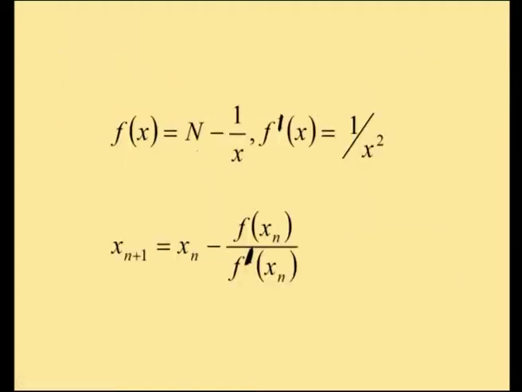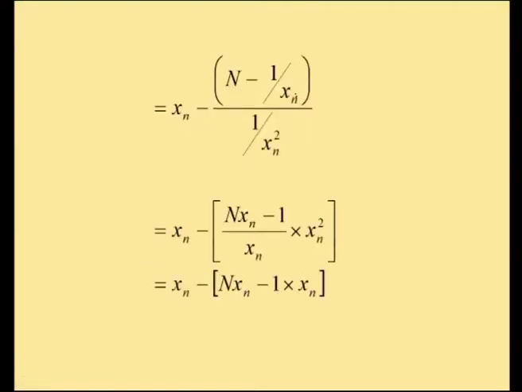So, f of x is equal to n minus 1 by x and f dash of x is equal to 1 by x square. So, that we get x n plus 1. This is the Newton-Raphson formula: x n plus 1 is equal to x n minus f of x n by f dash of x n, and x n minus n minus 1 by x n divided by 1 by x n square. Just to simplify this, taking LCM here, n x n minus 1 by n x n, and 1 by x n square goes to the numerator and x n gets cancelled. Just cancelling one x n, you get n x n minus 1 into x n.